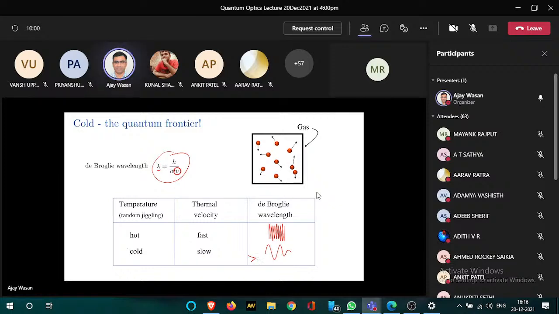I think all of you will agree with this. Yes, sir, all of you agree? Yes, sir. As we reduce the velocity, it is going to reduce. Okay. So we are going to get the big de Broglie wavelength.